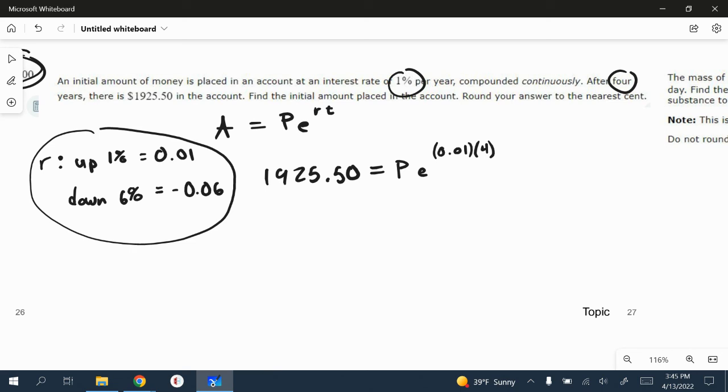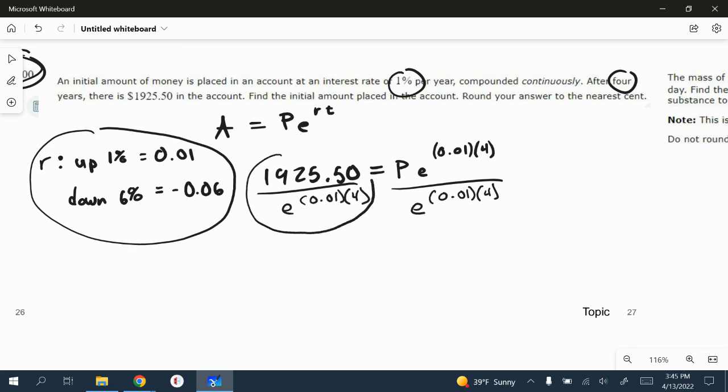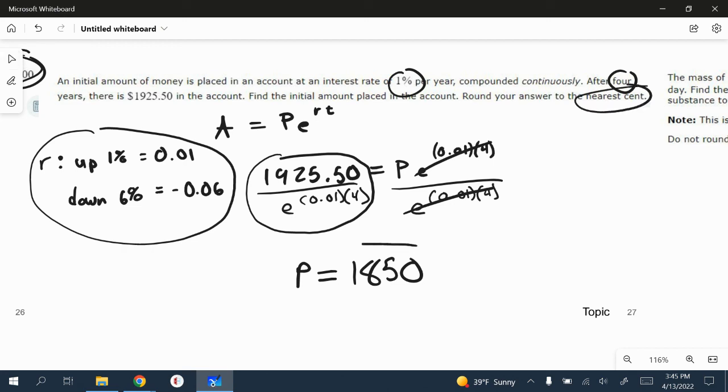All you have to do on this problem, honestly, is just divide both sides by e to the 0.01 times 4 power. So I'm going to divide that on this side too. If I type this into my calculator, I should get the answer for P, because this stuff will cancel out with this. We'll just be left with P, and I get P equals 1850, almost to the dollar. Even though it says round to the nearest cent, I think that's exactly what you get, because you get 0.00 something.